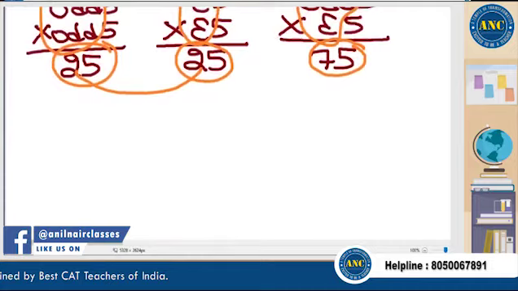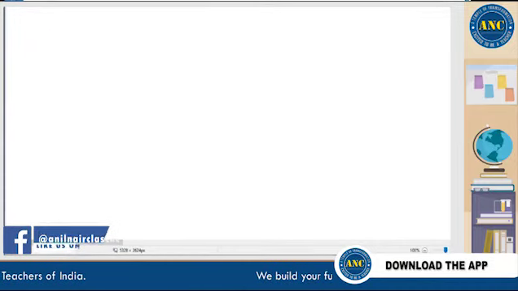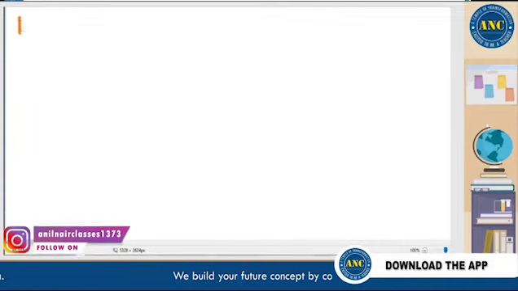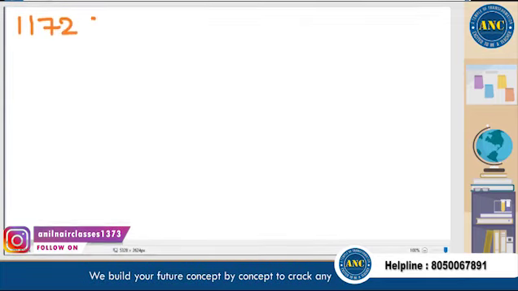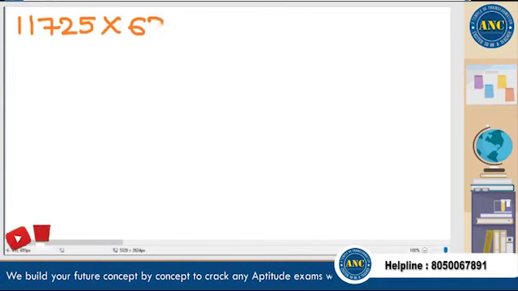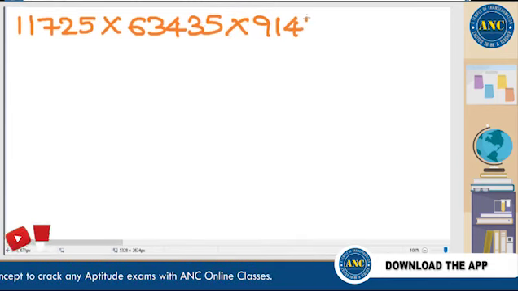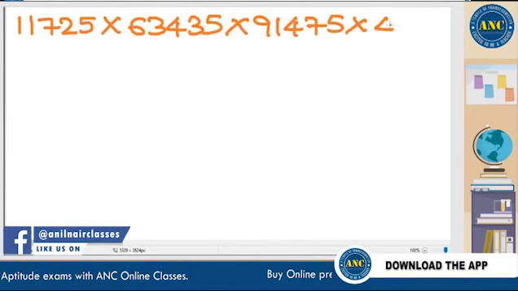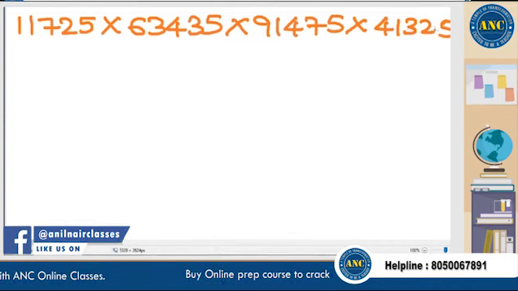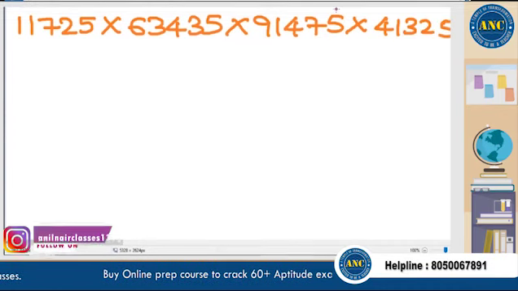Now see here how beautifully you can solve this question, sir. Find the last 2 digits for the following. Suppose your question is 11725, 63435, 91475, 41325. Take some random numbers ending with 5. I want to find the last 2 digits of this product.